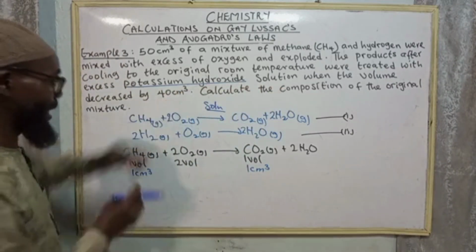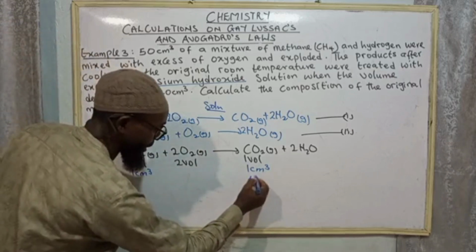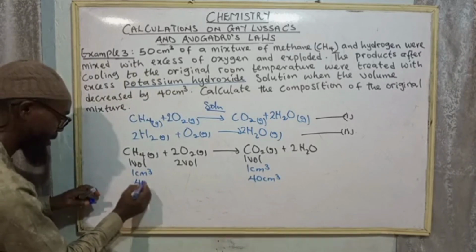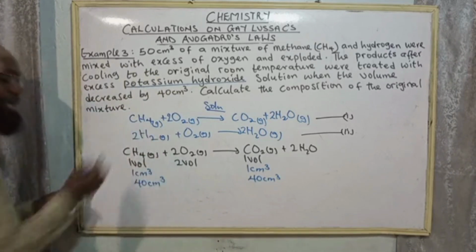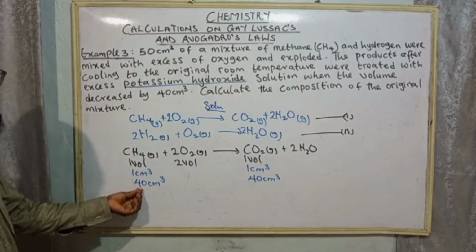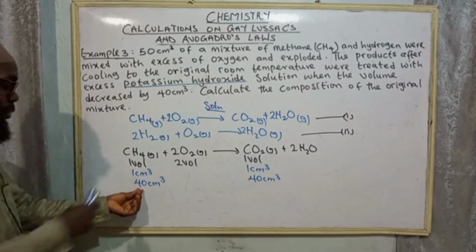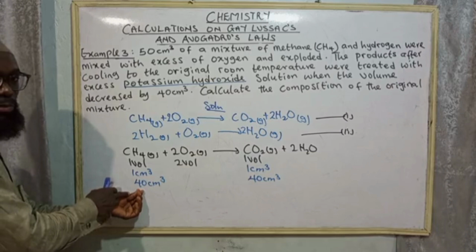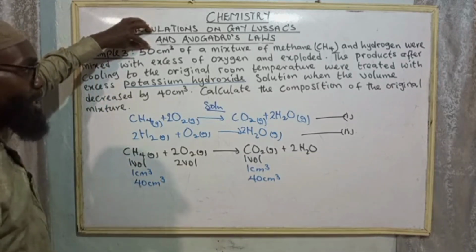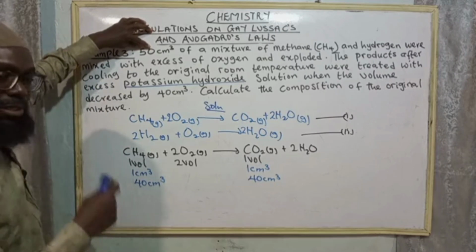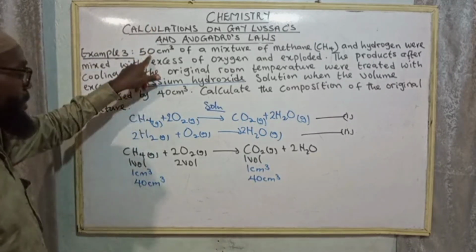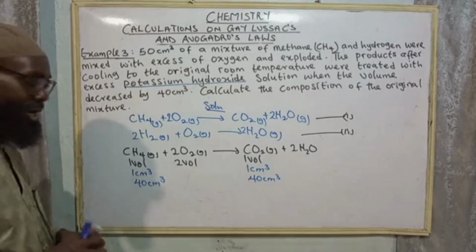So 40 centimeter cube. When this one is 40 centimeter cube, this will also be 40 centimeter cube. Which means that the volume of methane that originally reacted was 40 centimeter cube. Now, 50 cm cube of a mixture of methane and hydrogen were mixed. So out of this 50, you take away 40 from 50. The remaining one is the volume of hydrogen.